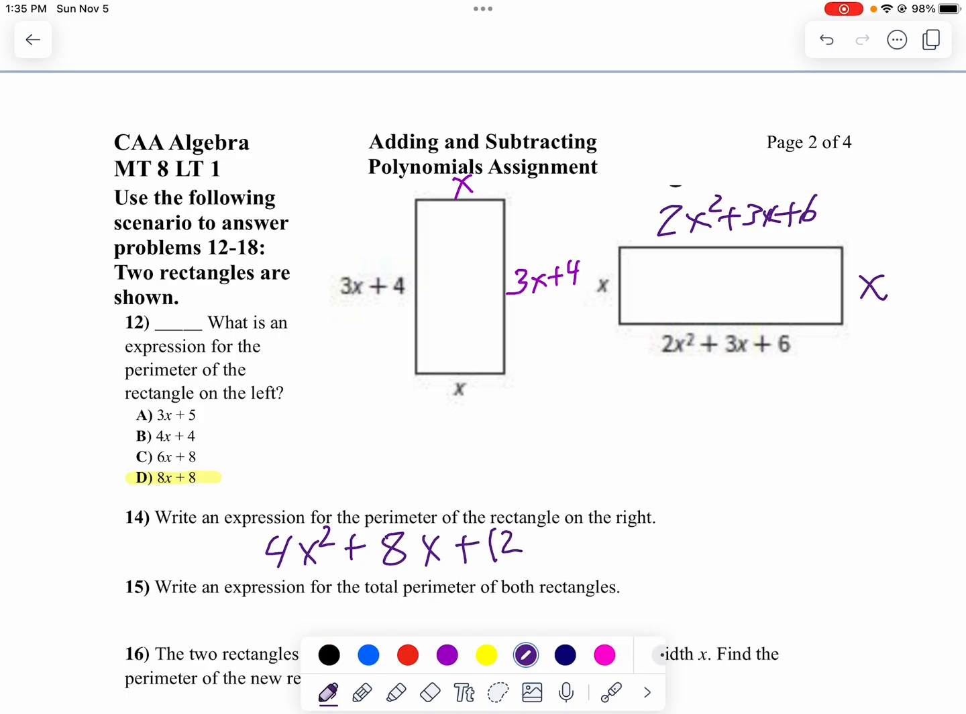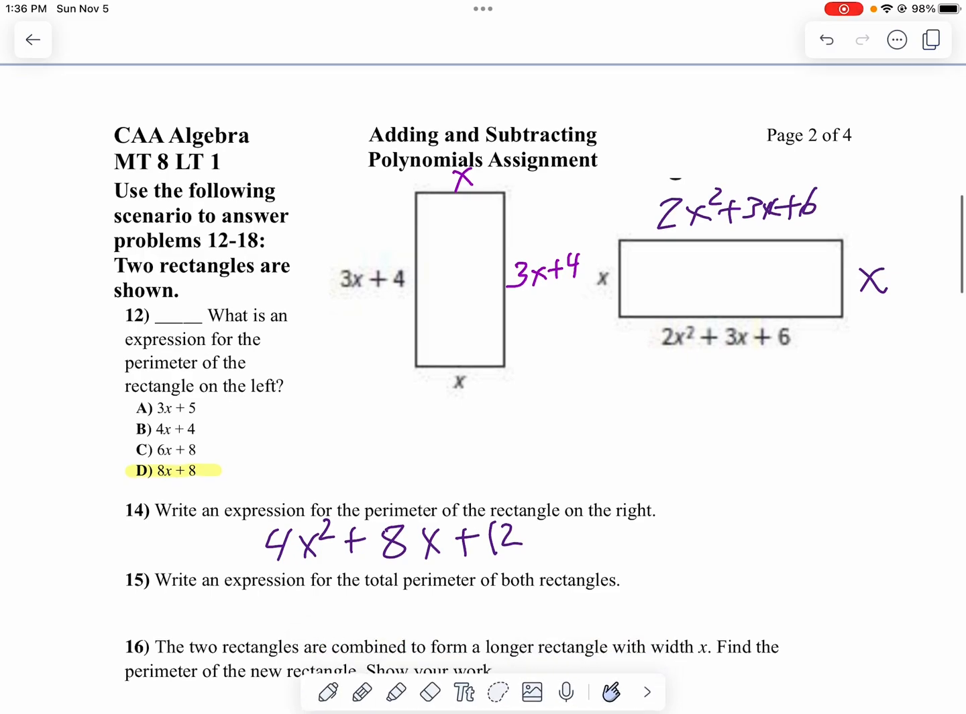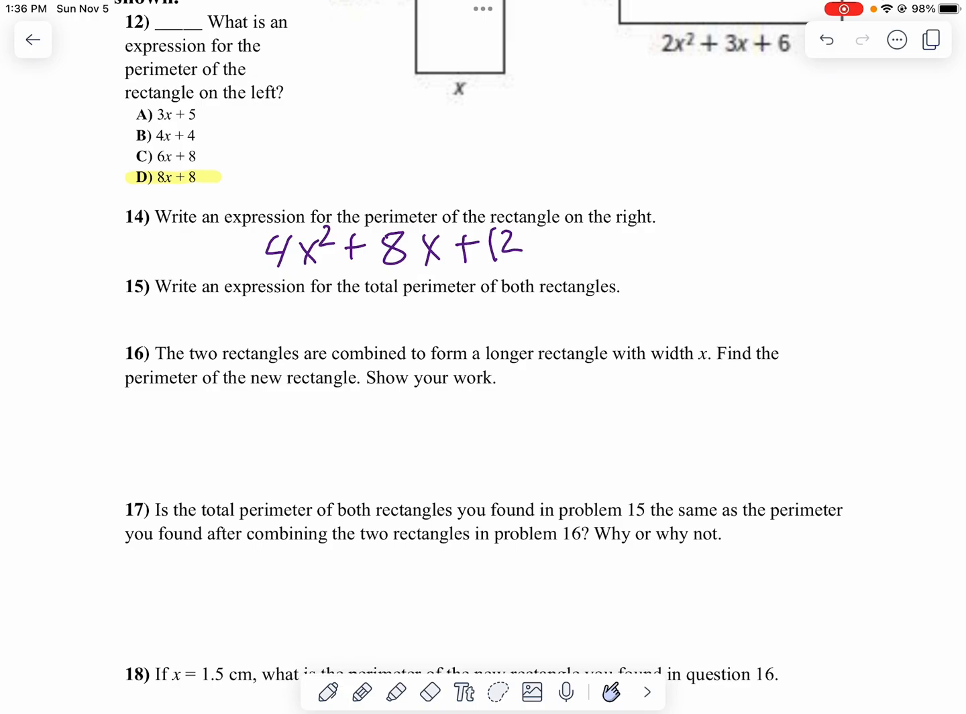Now, if I do write an expression for the perimeter of both rectangles, I'm just going to add up my answers from question 12 and 14. So when we go ahead and do that, notice there's only 4x squared. It's the only x squared term we have. So we're going to say 4x squared.